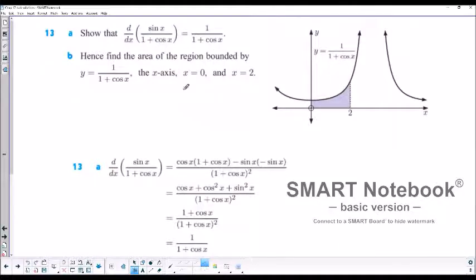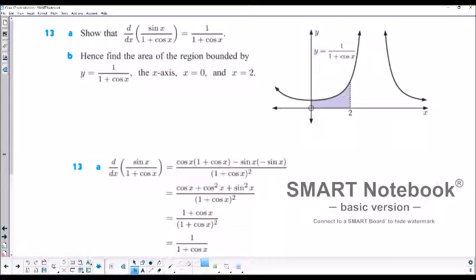The first task that we have to do is to show that the derivative of sine x over 1 plus cosine x actually equals 1 over 1 plus cosine x. And so we'll take the derivative of that, and we'll use the quotient rule. So the derivative of sine x is cosine x, and we multiply that by the denominator, which is 1 plus cosine x. And then we leave the sine x. We have to subtract as part of the quotient rule. We leave this sine x as it is here, and then we take the derivative of 1 plus cosine x, which is negative sine x. And then we take the denominator and we square it.